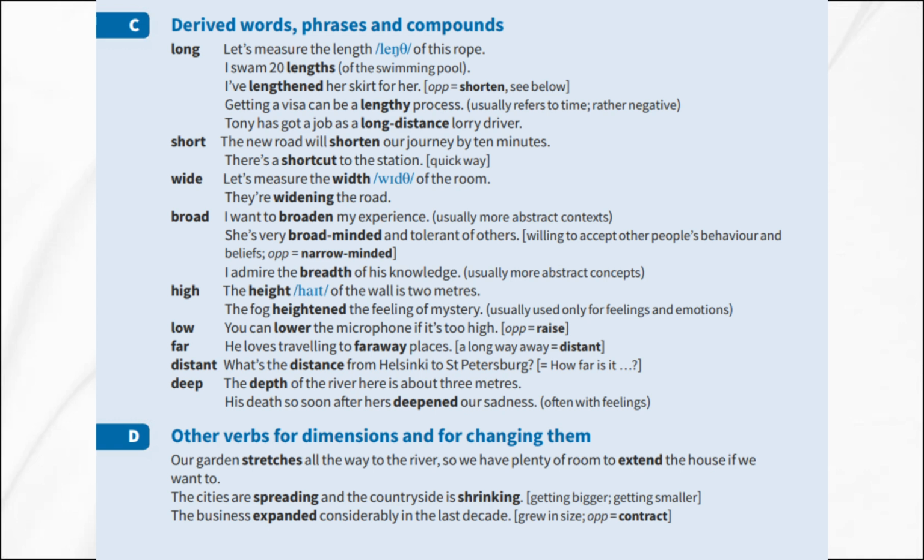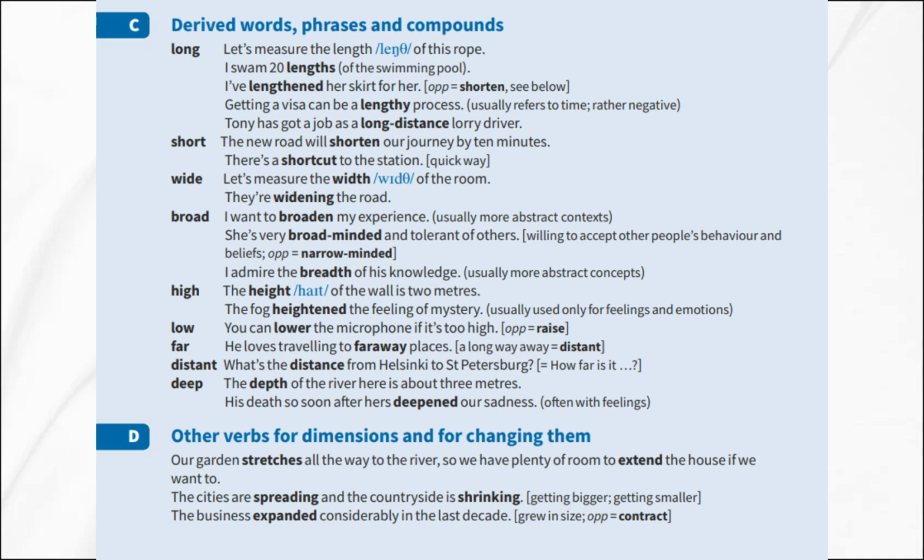From distant, we have the noun distance. For example, what is the distance from Helsinki to St. Petersburg? Which means, how far is it? From deep, we have the noun depth. For example, the depth of the river here is about 3 meters. And the verb deepen, often used with feelings. For example, his death so soon after hers deepened our sadness.